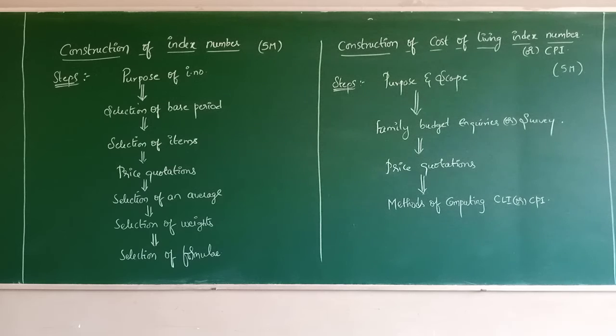At the same time, the family budget method is just like a weighted arithmetic mean, that is CPI equals summation WP by summation W, where W are the weights and P is the price relative. Clear? So this is how both methods work. The steps of construction of index numbers and construction of cost of living index number are both very much required. So you have to study both.